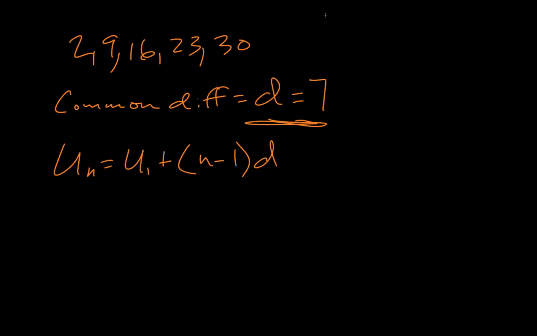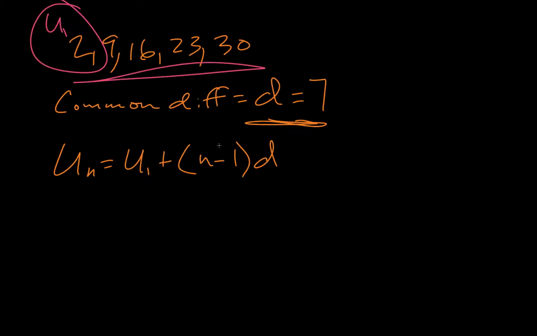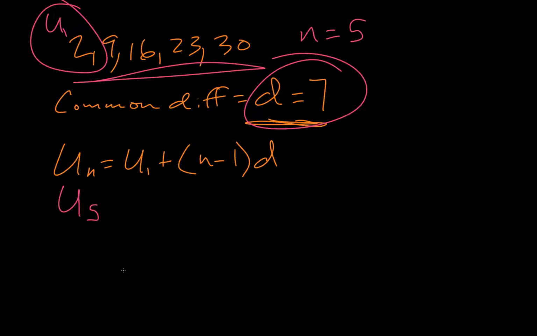And so what we're going to do is we're going to do a few things. So U1 is the first term. N is the total number of terms. So in this case, 1, 2, 3, 4, 5. And D, we already have right here. And so we can just plug everything in. So this is U sub n, but since we have 5 terms, it's U sub 5.